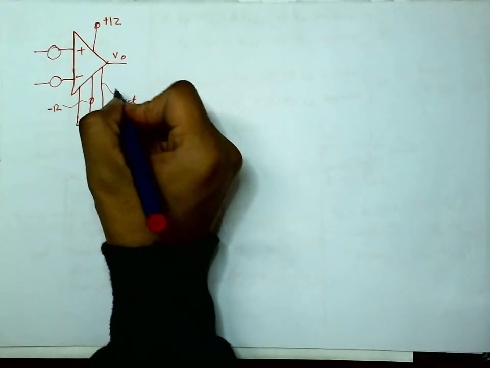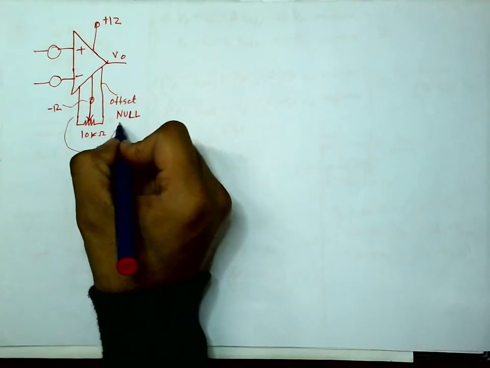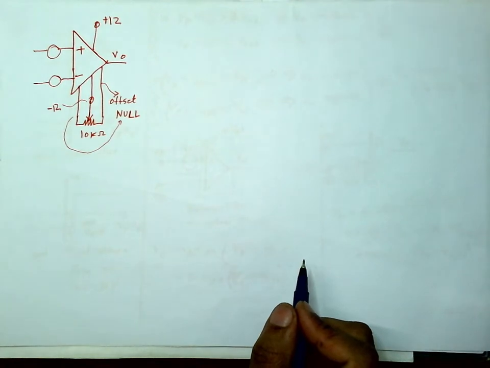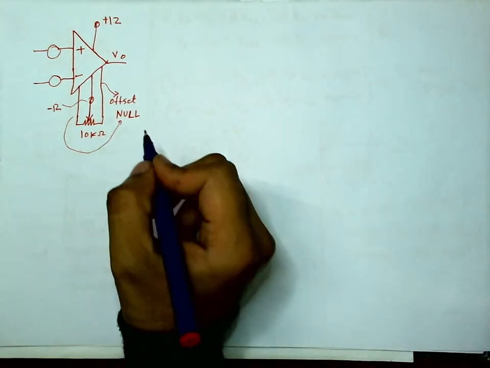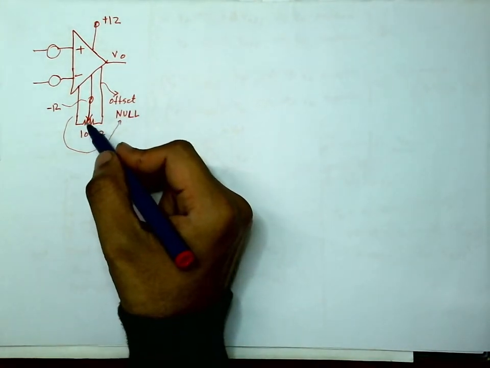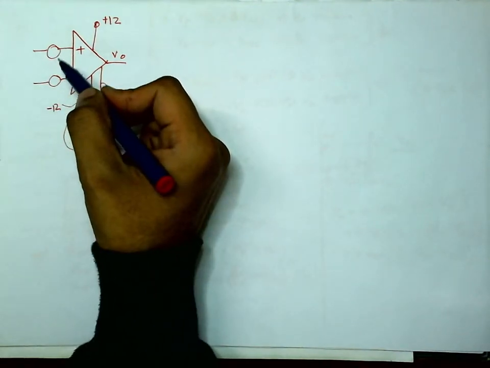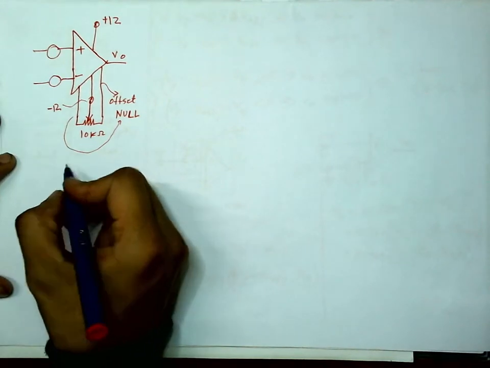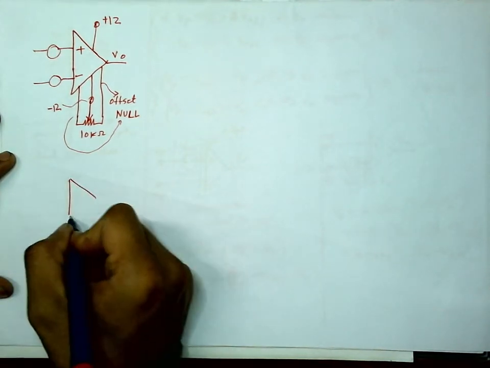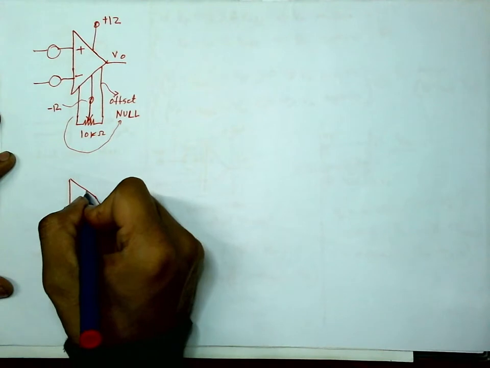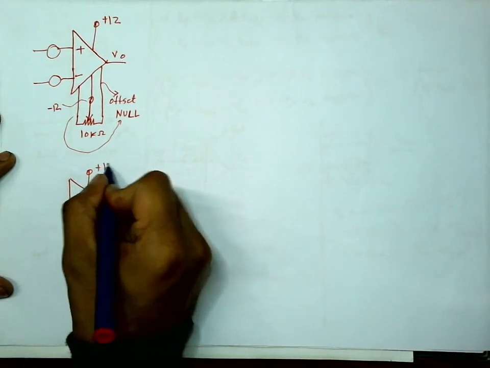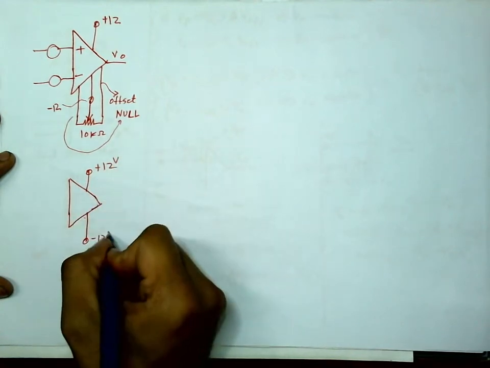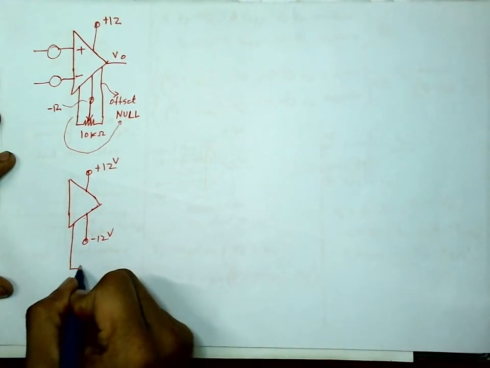These two terminals are called offset null terminals. I do not remember the pin number. You can find it on the web or in books. So this arrangement is provided to get rid of these offset voltages. You can do the following experiment. You connect the op amp so that it has these two power supplies, plus 12 and minus 12 volt. Connect this potentiometer.